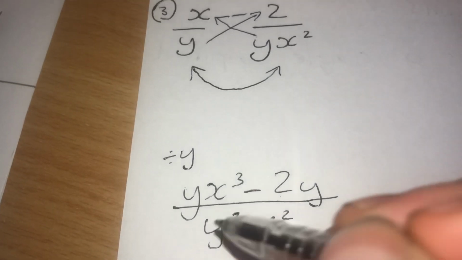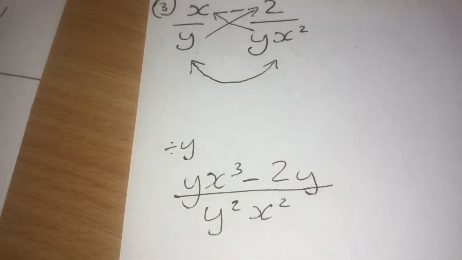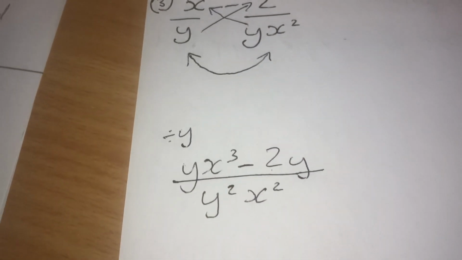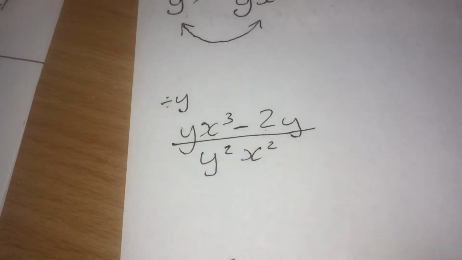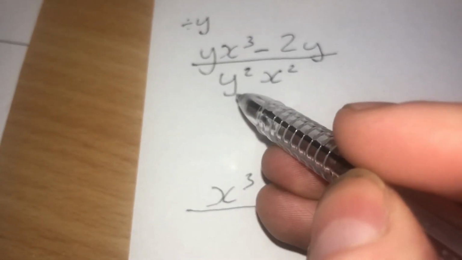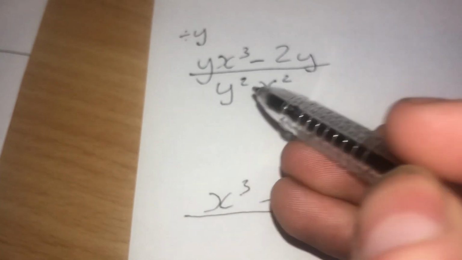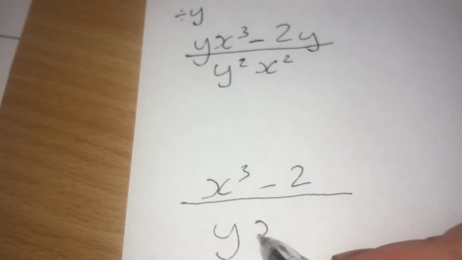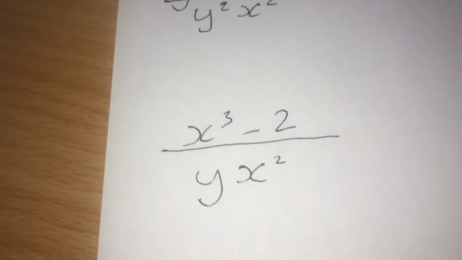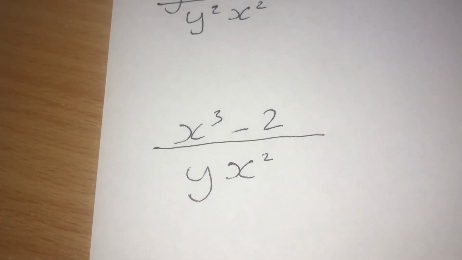If I remove a y from the first term, I'm just left with x cubed. If I remove a y from the second term, I'm just left with 2. And if I divide by y here, instead of y squared, I'm left with y, and that becomes y x squared. And that's as far as I can go in terms of simplifying.